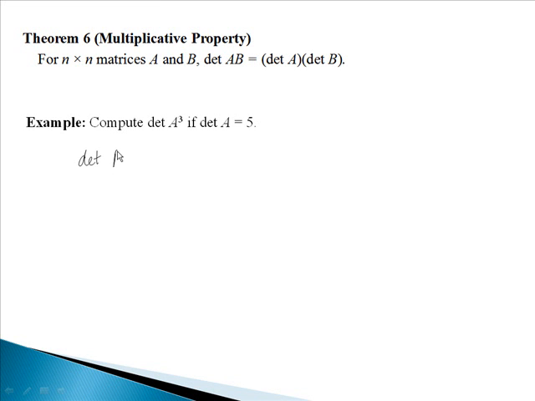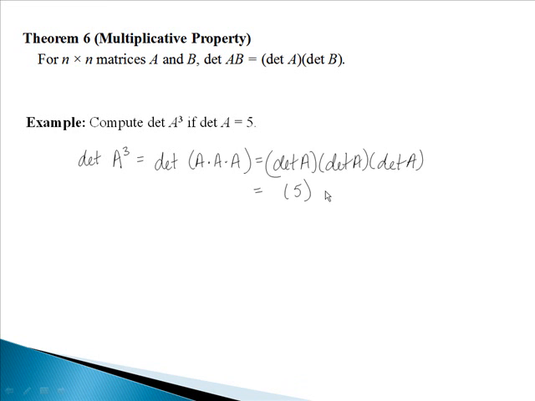So the determinant of A cubed, remember that A cubed means that we're multiplying A by itself 3 times. So we have 3 A's multiplied together. And Theorem 6 says that then that is the determinant of A times the determinant of A times the determinant of A. Well, I know that the determinant of A is equal to 5, so I'm multiplying 5 times itself 3 times, and so I will get 125 for the determinant of A cubed.